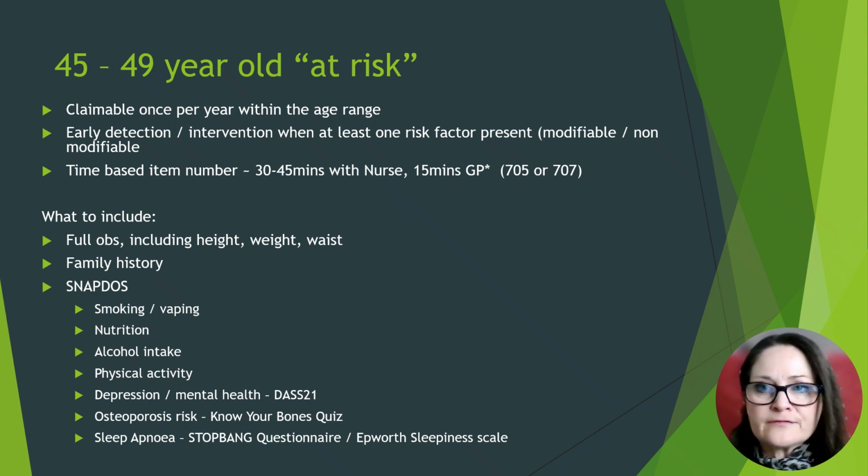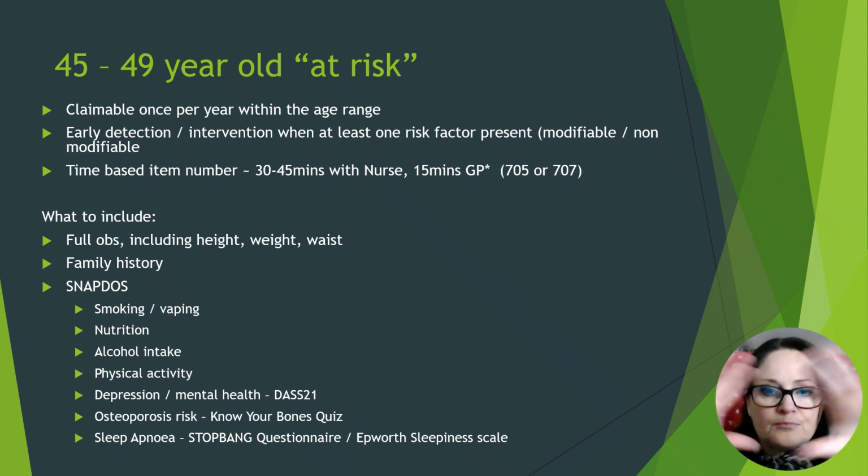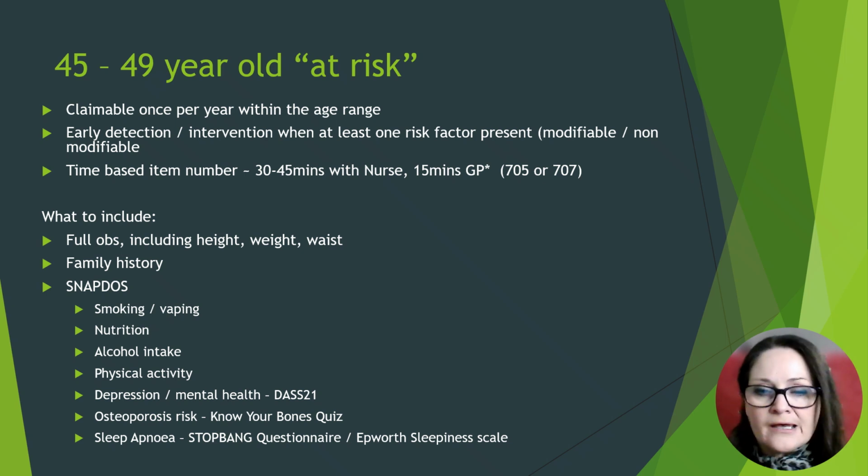So what kinds of things are we going to include with this one? Obviously, we're going to do our full obs, heart rate, blood pressure, height and weight, waist measurement, all of those sorts of things. I don't tend to focus too much on the BMI. I know it's still the number to be talked about, but I like to look at the waist measurement, and I have like a color graph printed off at my desk, and we look at the waist measurement in terms of increased levels of risk.